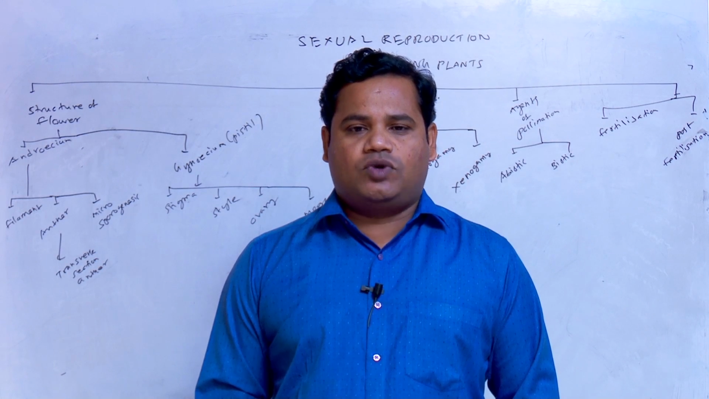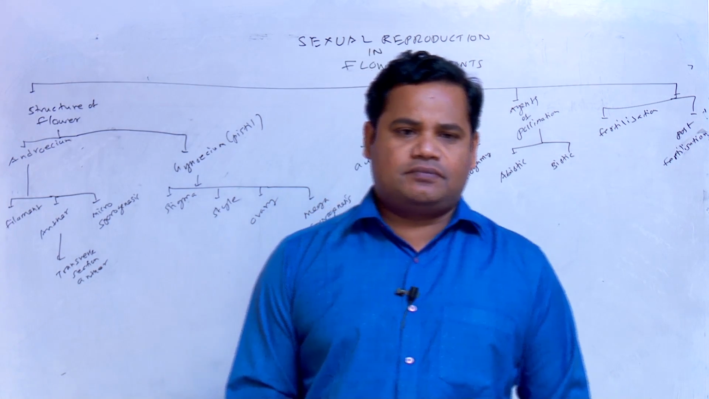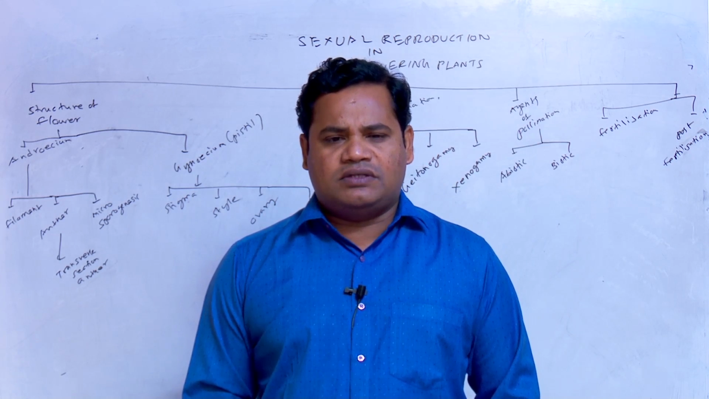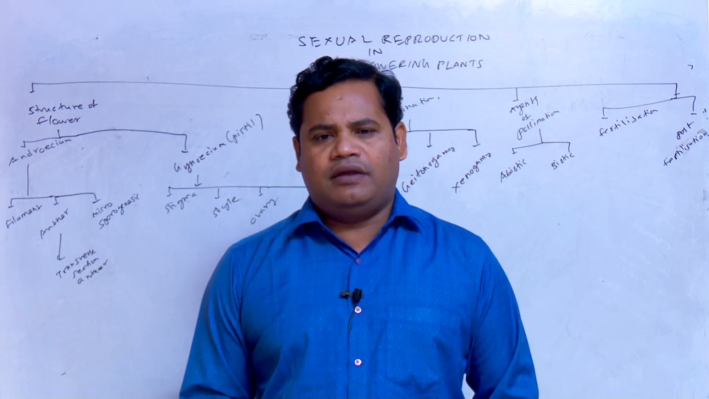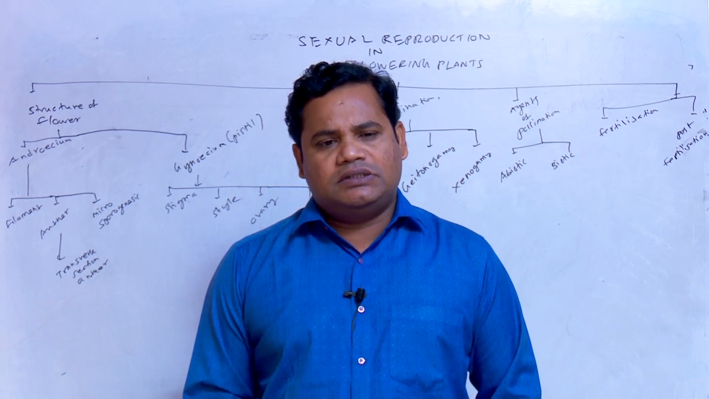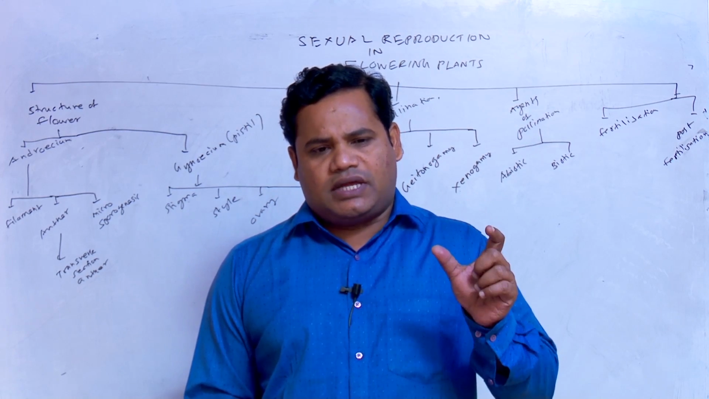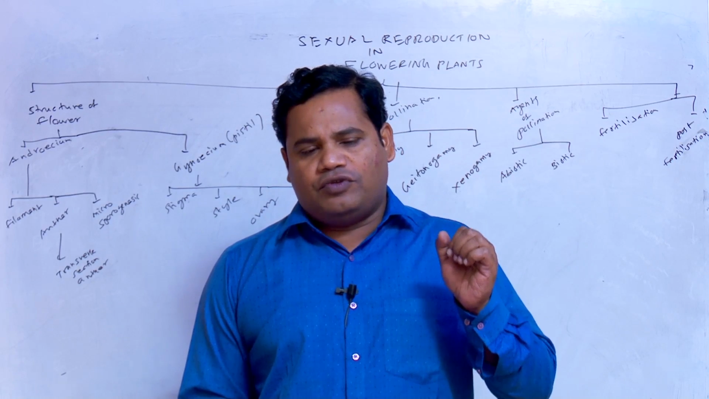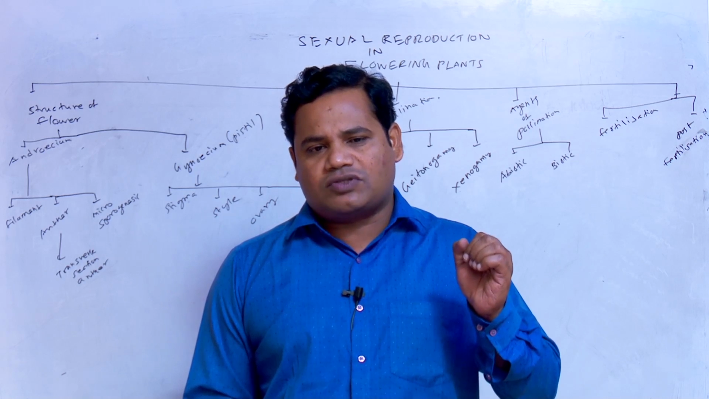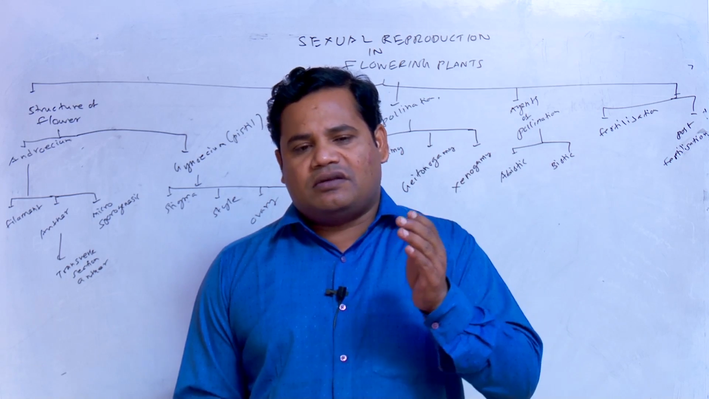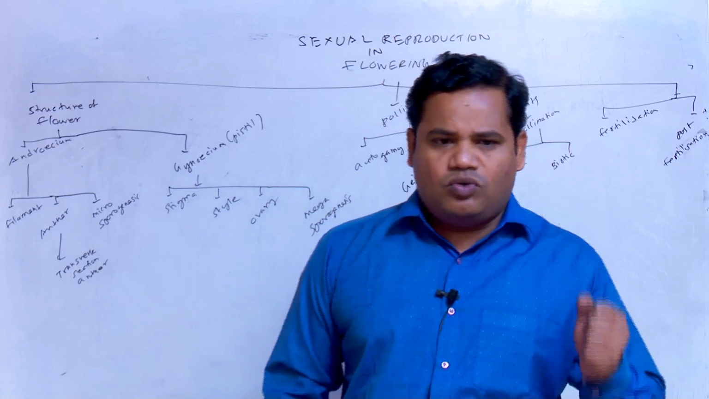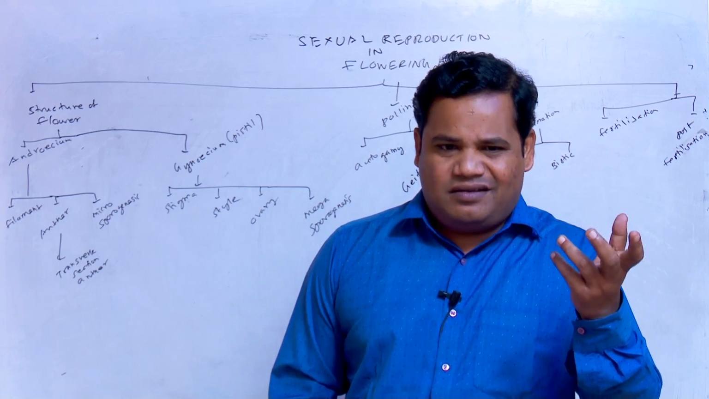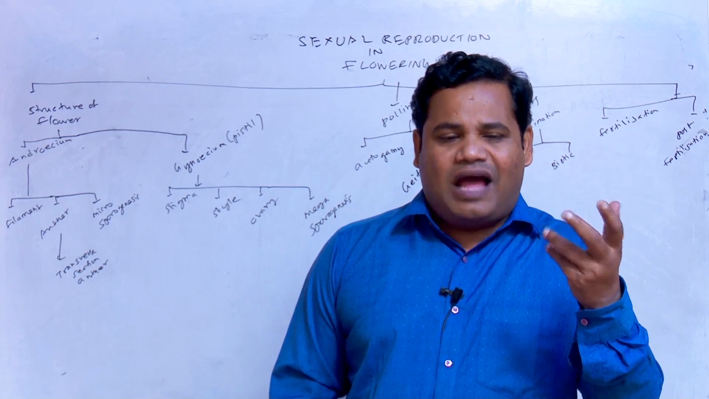Now I am going to teach sexual reproduction in flowering plants. There are various events possible in sexual reproduction. Here, first we have to understand the structure of the flower. Before going to the flower, we have to understand pre-fertilization events. So in pre-fertilization, we can say inflorescence formation, floral buds, and then only flowers.